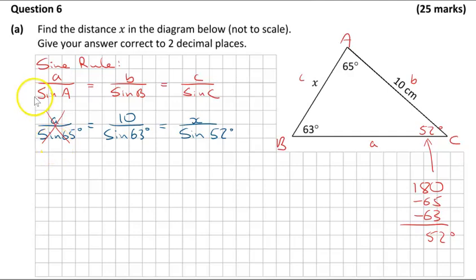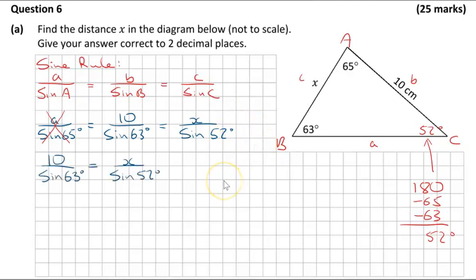So I'm going to cross off the first one because it has the lowercase a, so we don't know what that is, we can't use it. But we have 10 over sine 63 is equal to x over sine 52, so we can use both of these. We always use the one with the x in it, or the side that we're looking for, or the angle that we're looking for. And then we use the ones that have the most information, so all the rest of them have numbers. If you don't have enough information in two of the ratios or two of the fractions, then you want to have a look at using the cosine rule. So we can use these two.